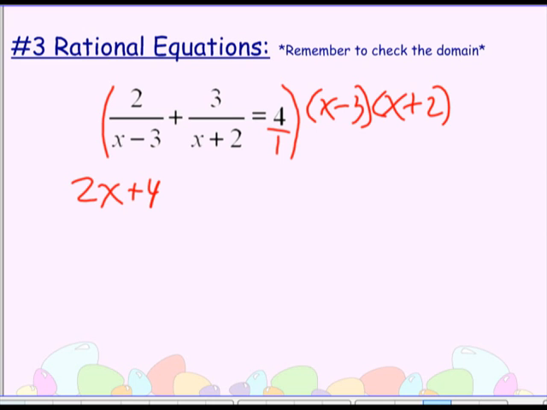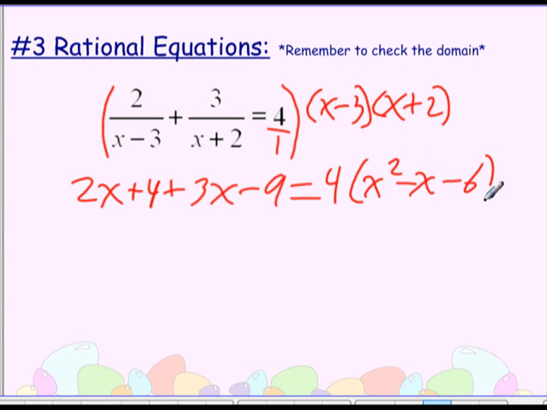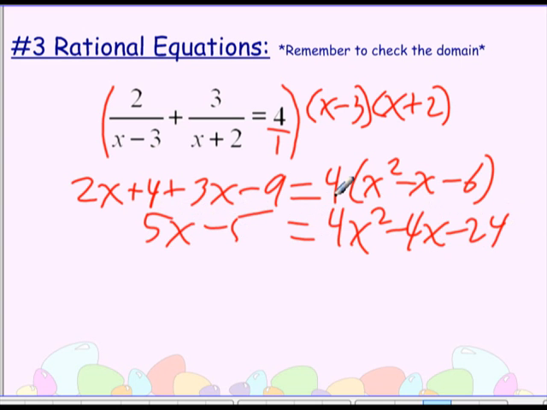Okay, we'll continue. The x plus 2's cancel out, and we're left with the 3 times the x minus 3, which is 3x minus 9. And then over here, the denominator is 1, so nothing cancels. So it's just going to be 4 times x minus 3 times x plus 2, which if I multiply that out is x squared minus x minus 6. So now that's 4x squared minus 4x minus 24 equals 5x minus 5.